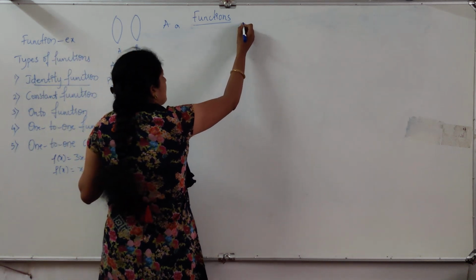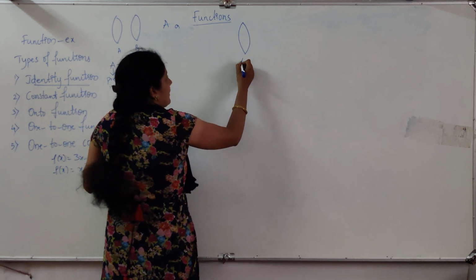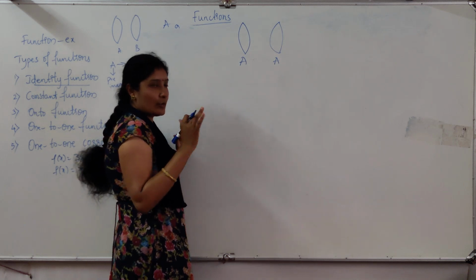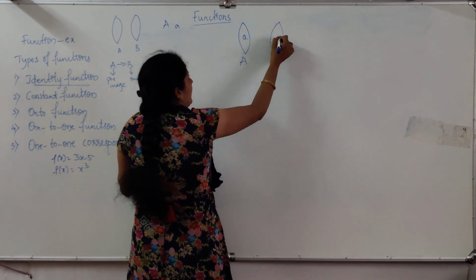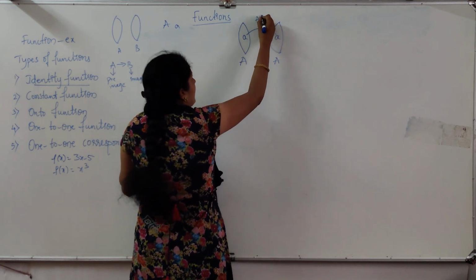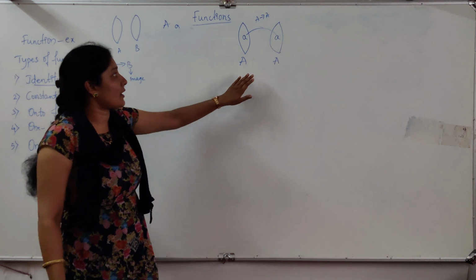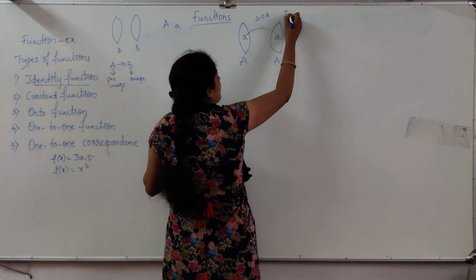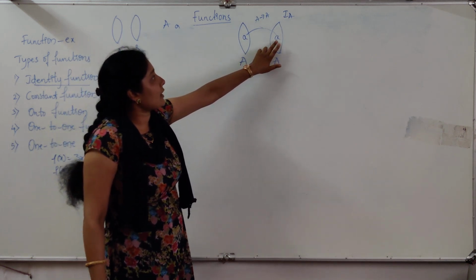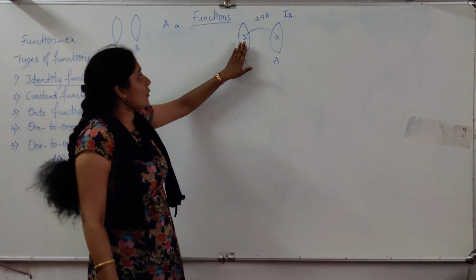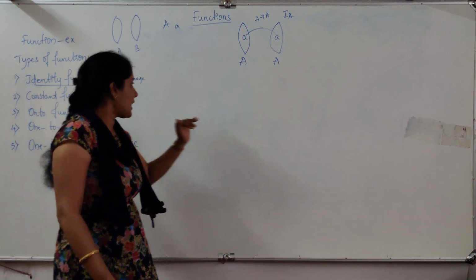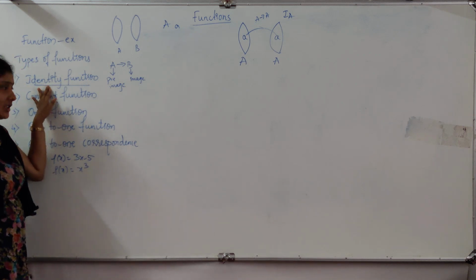For example, take set A, and automatically there are no two sets. So the element a and element a, the relation from A to A, and this identity function is represented like this. It means there is no other image for the element a. The image of element a is itself. So such a function is called an identity function.